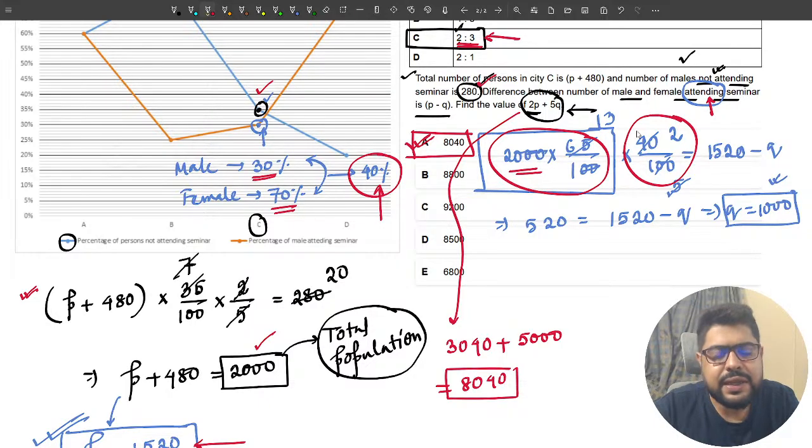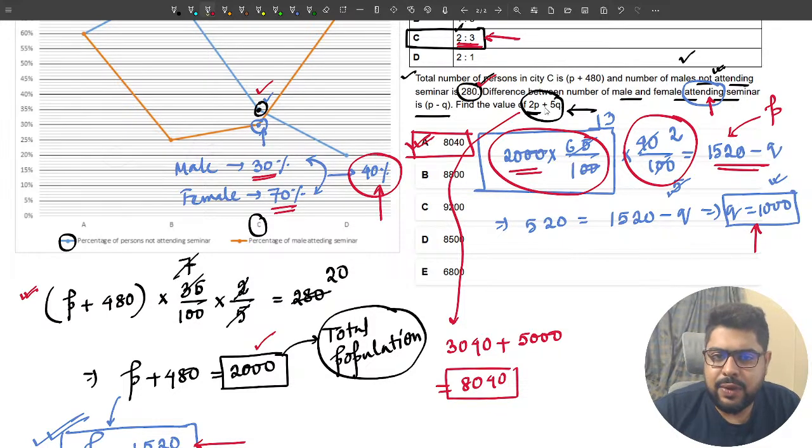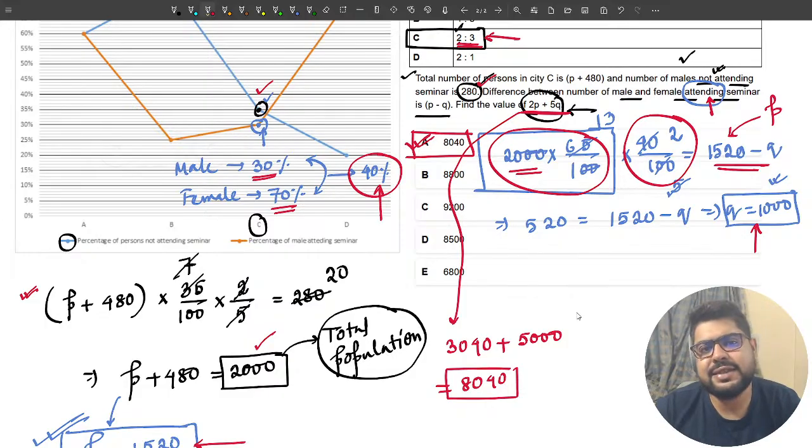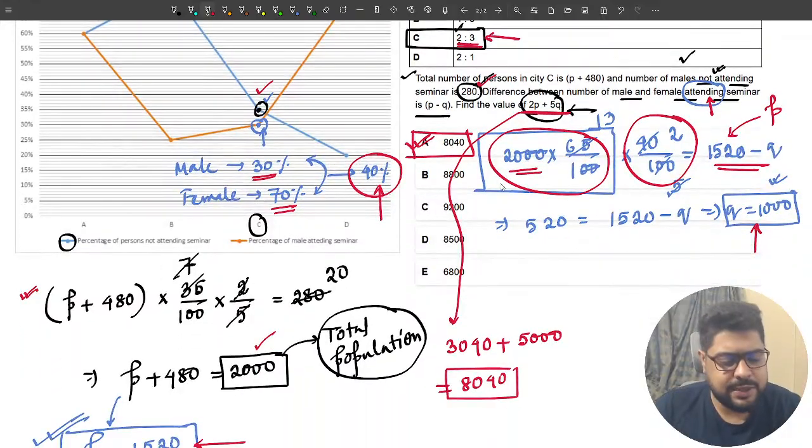40% of them is equal to P minus Q, that is given. P is 1520. I have put the value of P here. From there, I have made my equation and found out Q to be 1000. So now I can figure out what they are asking, 2P plus 5Q. That value is going to be 8040, sir. I hope this is clear.